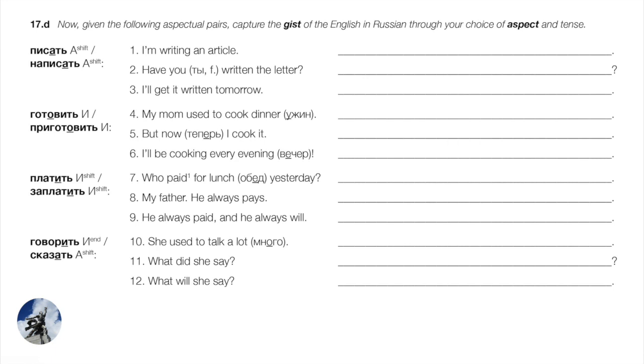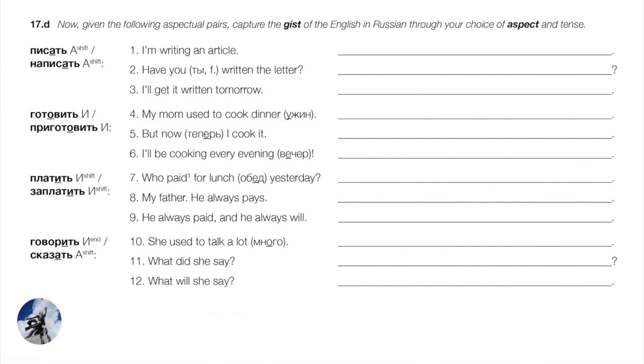So how do we make the future of this imperfective verb? Готовить. Well, we need the compound future, right? Я буду готовить каждый вечер. Каждый вечер. Again, we'll learn more about this каждый stuff later.